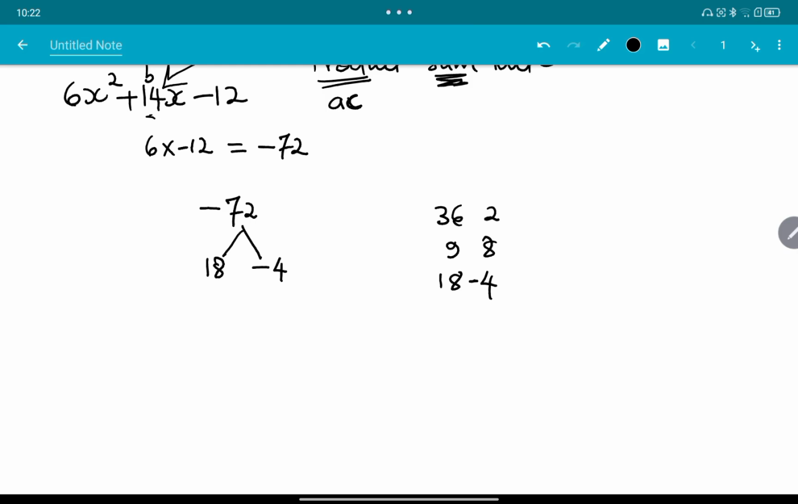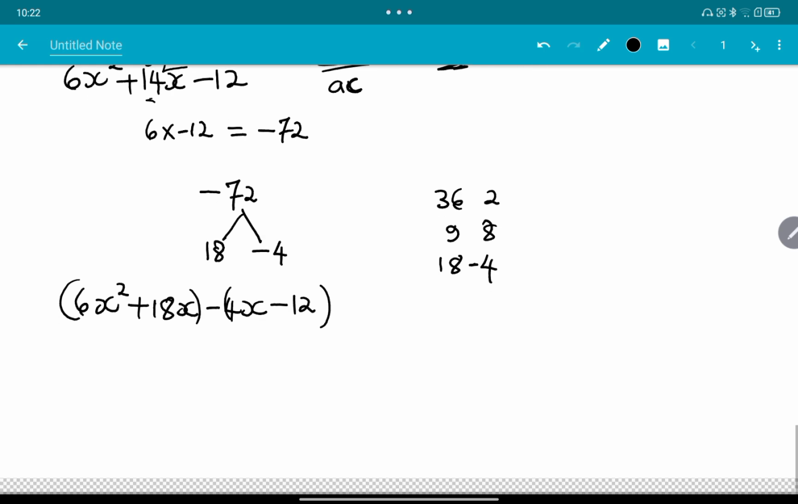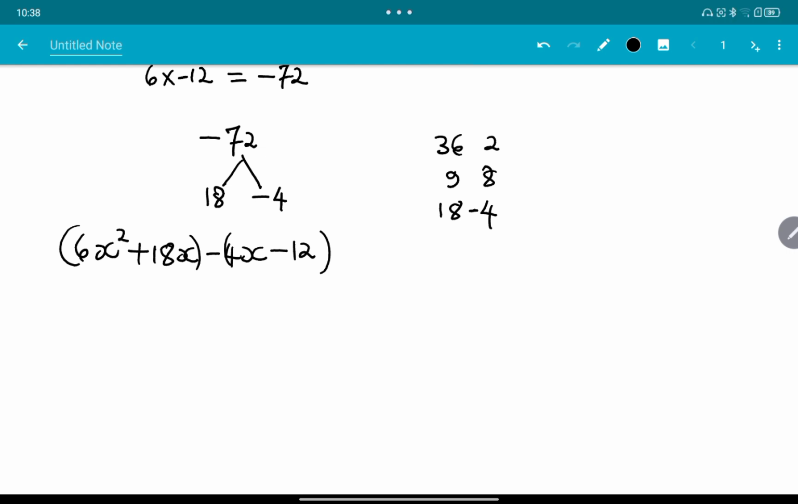The reason we are replacing it is that, for us to be able to factorize a quadratic expression, we need to ensure we have 4 terms so that they can easily be paired up. So I'll have 6x squared plus 18x minus 4x minus 12. Group them into 2. Once they are grouped into 2, what is the common factor in the first bracket? As you can see, 6x is common. So when you factor out 6x, what do you remain with? x plus 3.